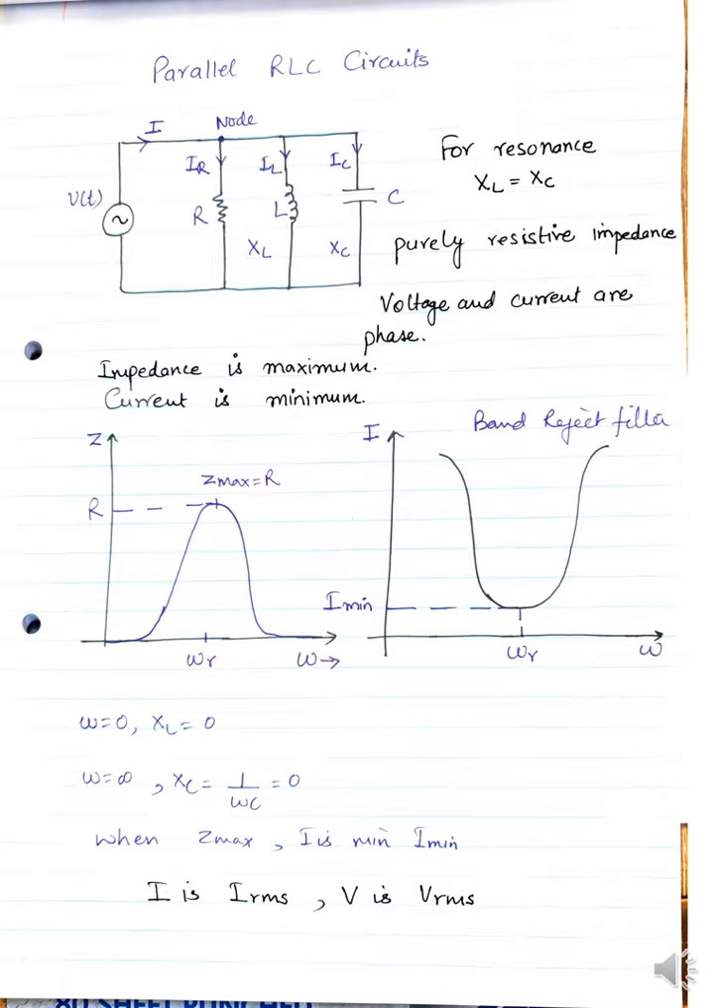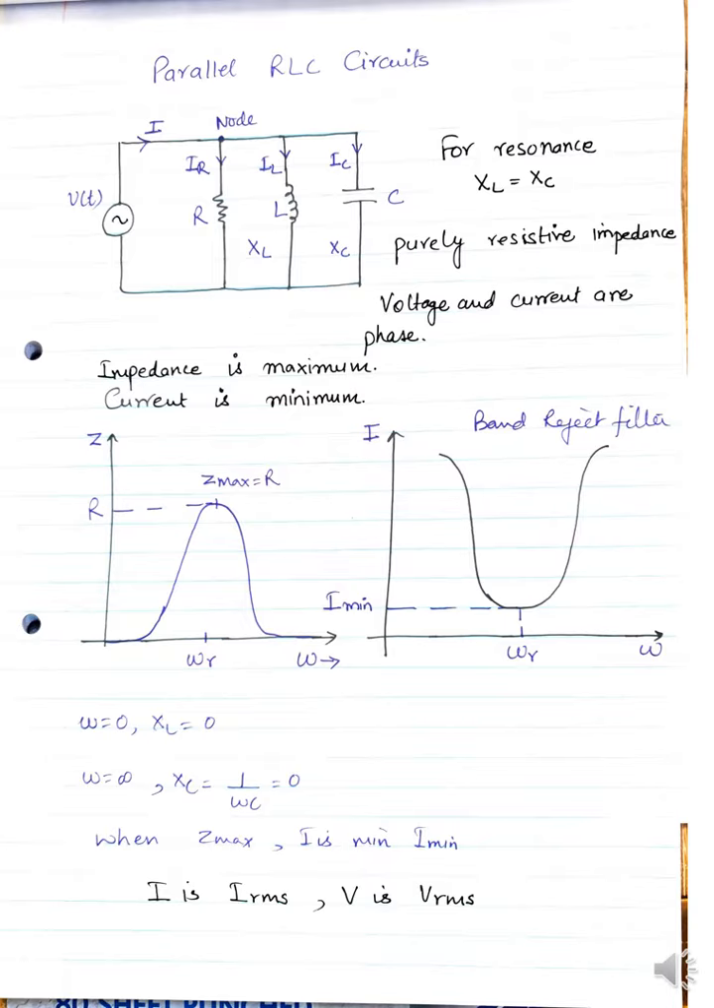capacitor. Remember, the resonance conditions will always remain same. So here also XL must be equals to XC for the resonance. So then it will be purely resistive impedance. So then it will be R here. So the impedance is maximum, the current is minimum. Why it's going like this here? Because it's in parallel form.